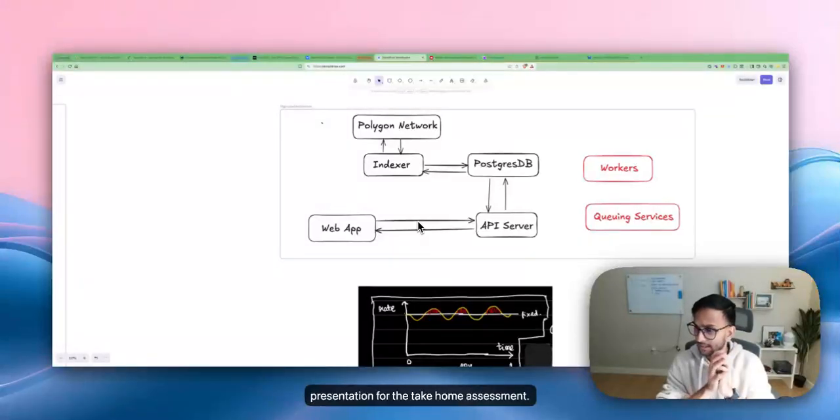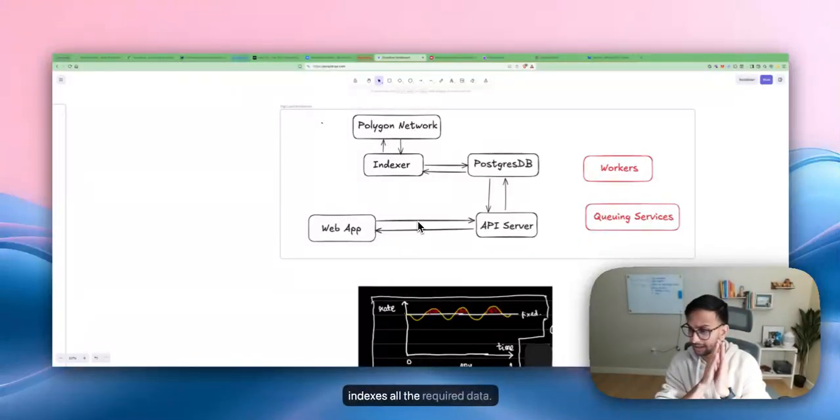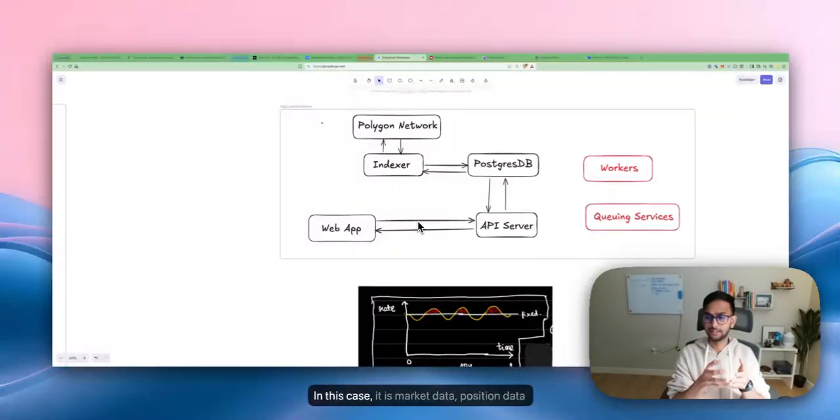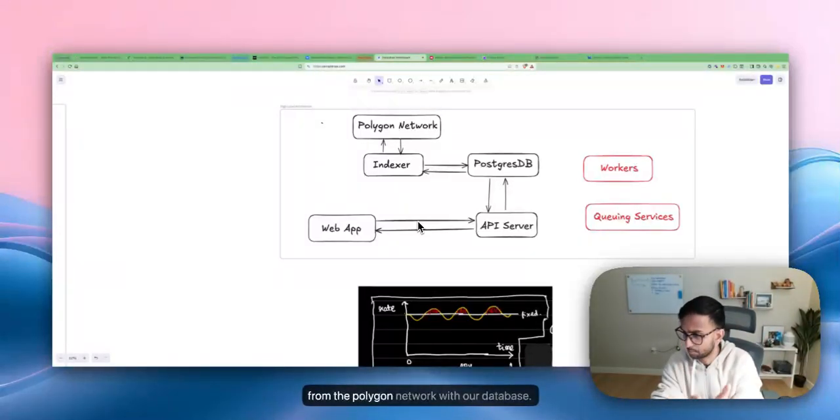Let's start with the high-level architecture first. The first thing I built was an indexer. The indexer is a background process that basically indexes all the required data. In this case, it is market data and position data from the Polygon network, along with our database.